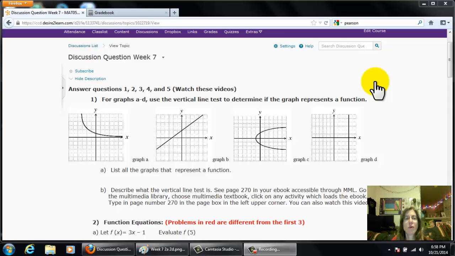All right, I'm going to go over some important things from discussion week 7. Test 3 has a lot of details in it, so I want to make sure I cover everything pretty thoroughly.